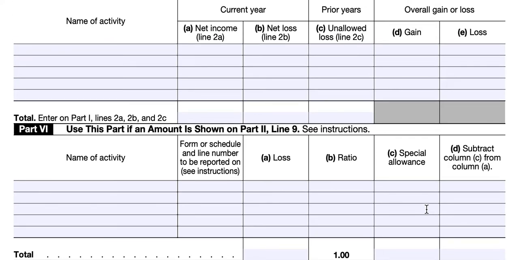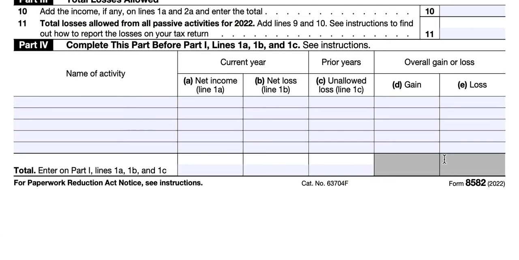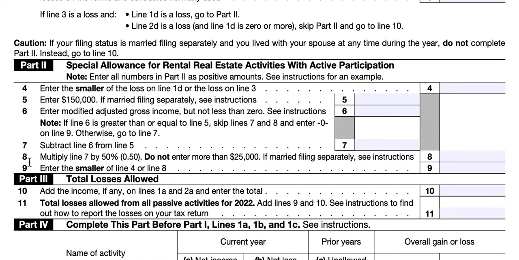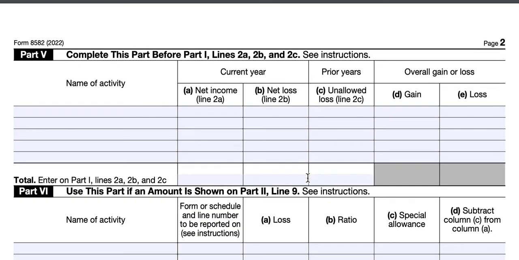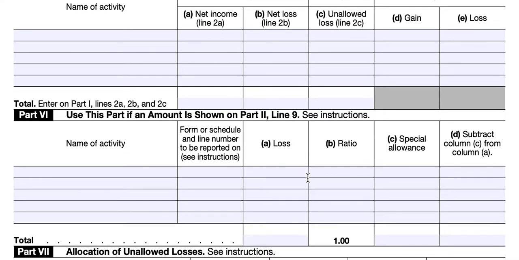In Part 6, you will complete this if any amount is shown on Part 2, line 9, which is this number right here. In that case, you'll enter the name of the activity, the form or schedule, and the line number to be reported on, the loss in column A, the ratio in column B, special allowance in column C, and then in column D, you'll subtract column C from column A.